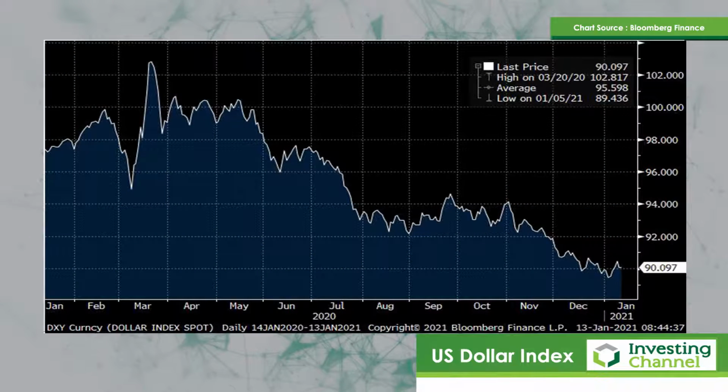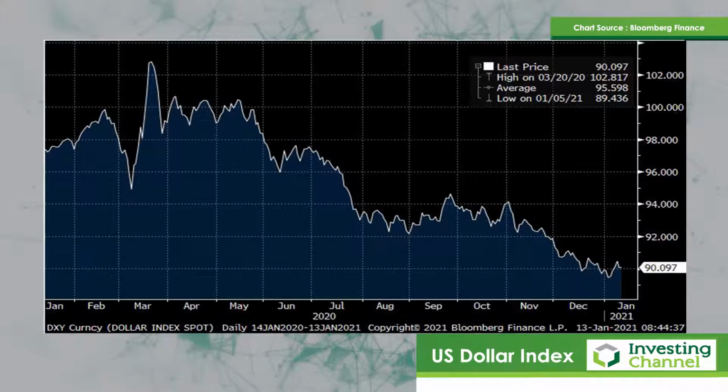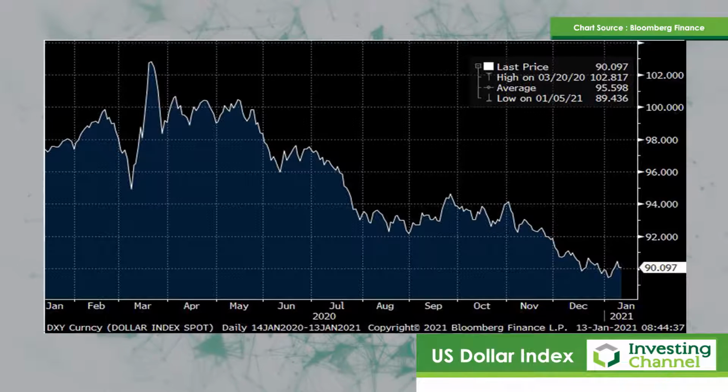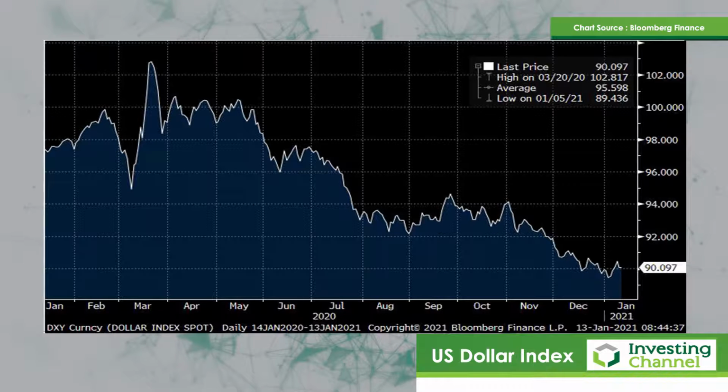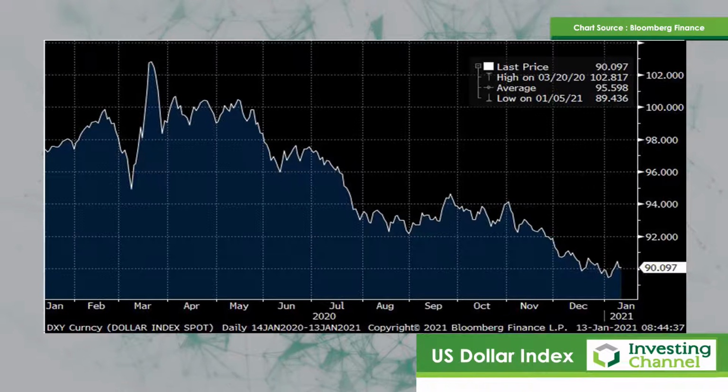Now this puts that recovery that we've seen in the dollar versus the euro into some perspective. It's clearly a very, very modest one. It doesn't mean by any manner of means that the dollar is out of the woods yet, but it is a reminder that interest rate differentials do matter.